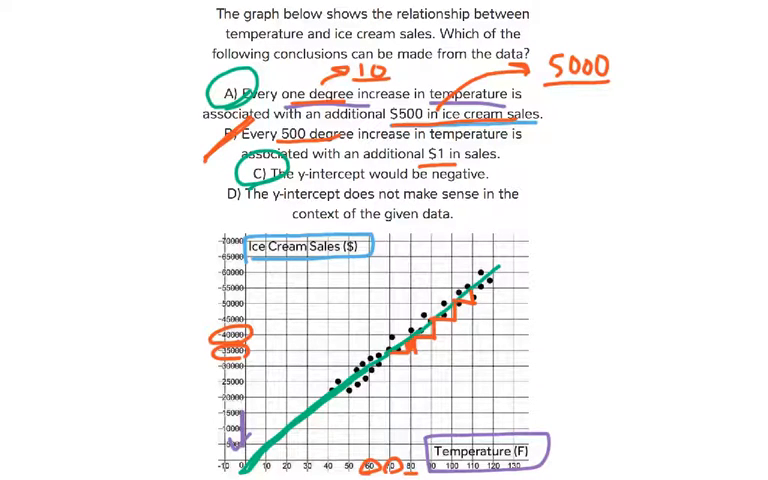Option D says the y-intercept does not make sense in the context of the given data. Well, would it make sense if we had a temperature of 0 degrees for the sales to be negative? It might make sense for the sales to be 0, but to have negative sales does not make sense. So that is true. The y-intercept does not make sense in the context of the data. When we're talking about sales, we wouldn't be looking at a negative number there.